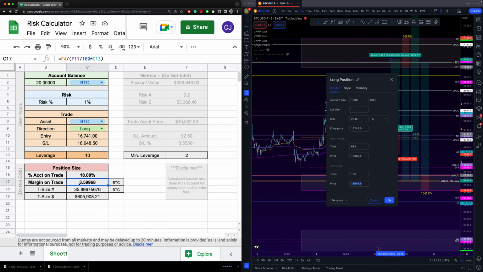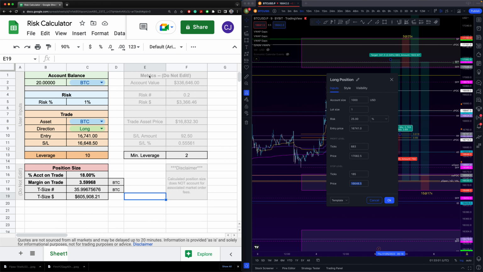It will also calculate this into the amount of margin that you're putting on your trade. So I have 20 Bitcoin. 18% of 20 Bitcoin is 3.6 Bitcoin. Underneath it, it will tell you your trade size, which accounts for leverage. So 3.6 Bitcoin times 10 equals 36 Bitcoin. And 36 Bitcoin currently holds a value of around $600,000.